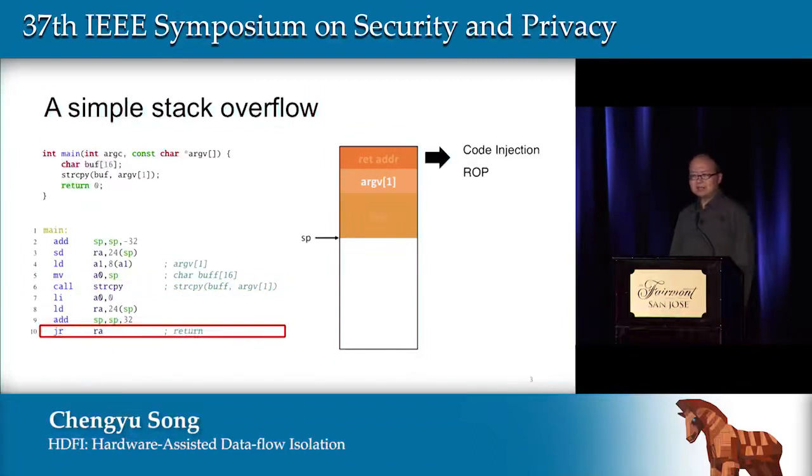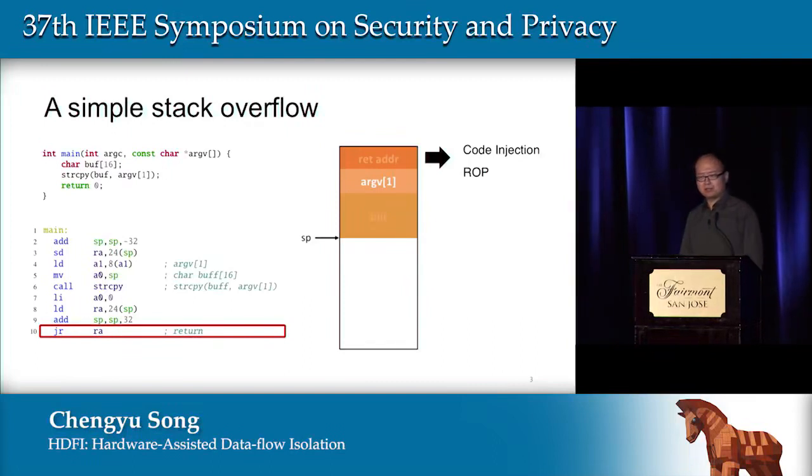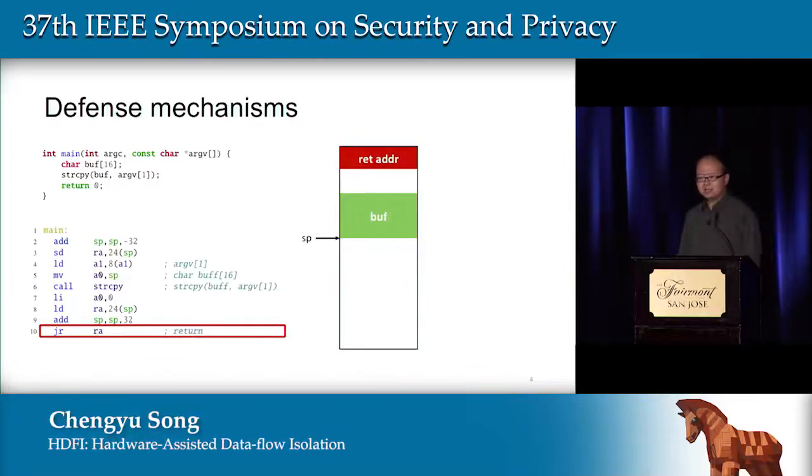And finally, if the attacker can control the return address, they can leverage this to launch a variety of different kinds of attacks, including code injection and return-oriented programming. So there are many defense mechanisms that have been proposed to defend against this kind of attack. For example, the most widely used one is called stack guard or stack cookie, which inserts a canary value between the buffer and the return address. So if overflow happens, this canary will be corrupted, and then the attack will be detected.